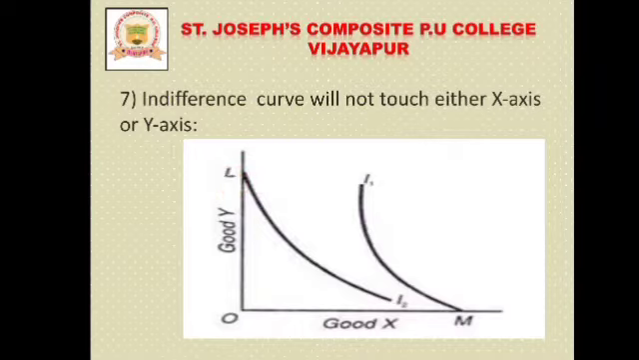So at point L, the consumer prefers only one commodity. And in the second curve, this touches the x-axis at point M. That means if the consumer chooses only one of the commodities, the curve will reach either the x-axis or the y-axis. That is the reason: we know that an indifference curve shows different combinations of the two commodities giving an equal level of satisfaction. So we can say that an indifference curve will not touch either the x-axis or the y-axis.